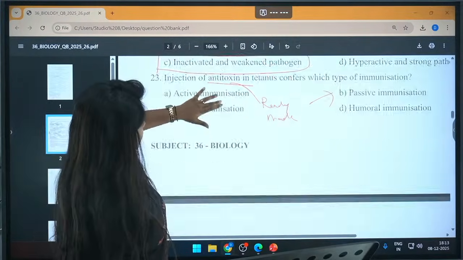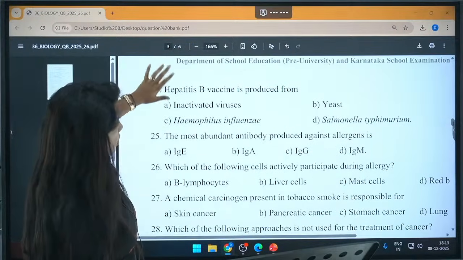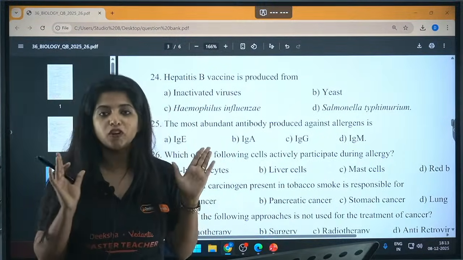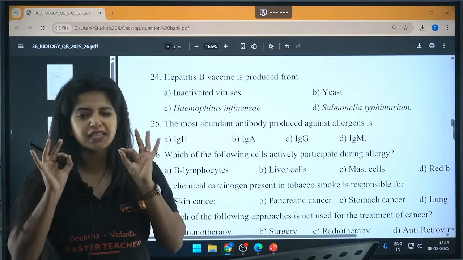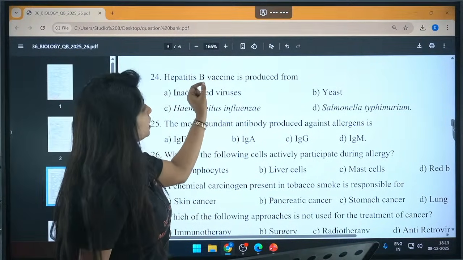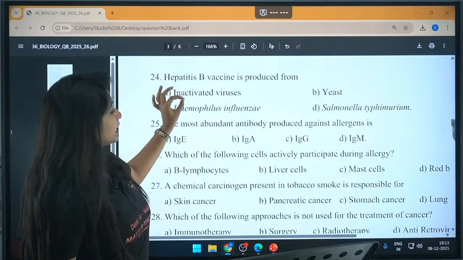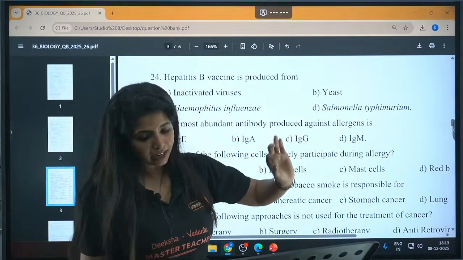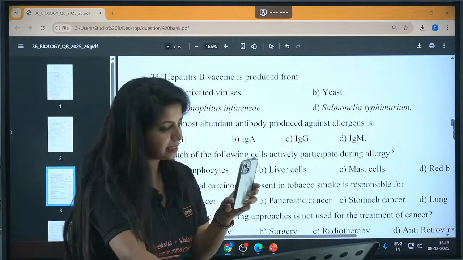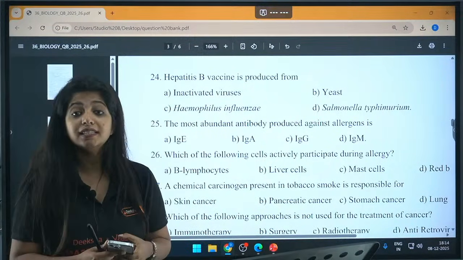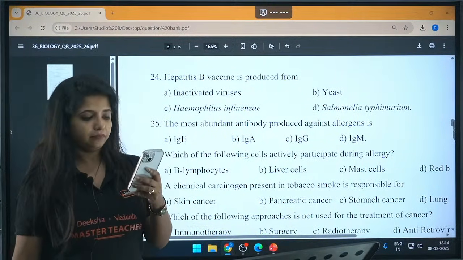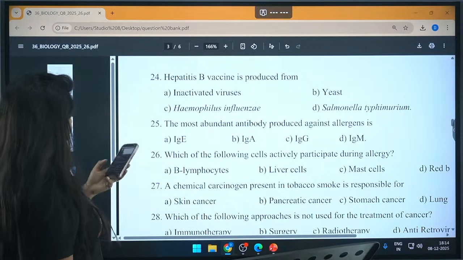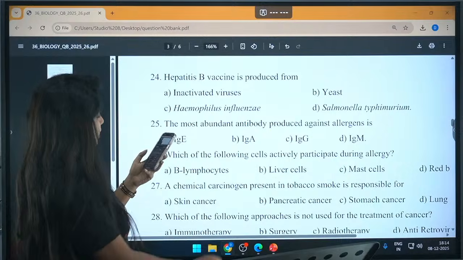Let's go ahead. Are we ready for the next page? Okay. Now this question, 24th question, can be only solved by people who have read the NCERT properly. Hepatitis B vaccine is produced from inactivated virus, yeast, Haemophilus influenzae, Salmonella typhi. Tetanus is a disease which is caused by bacteria. Okay. Rukmini 24B. Sagar also says the answer is 24B. So I see all of you have read the NCERT properly, huh?